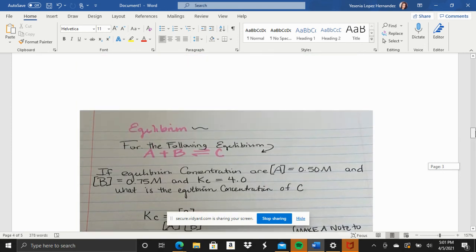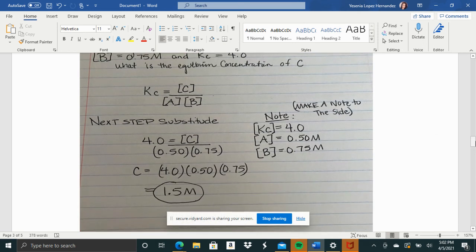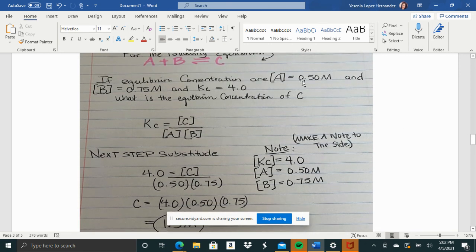So now the next question would be to solve for the equilibrium. They would give you this, A plus B and C. The equilibrium concentrations are A equals 0.50 moles and B equals 0.75 moles, and Kc equals 4.0. What is the equilibrium concentration of C? We have to know this expression by memory to calculate this problem. So we would make note of what the question is saying: A equals 0.50, B equals 0.75, and Kc, and we would note this down to the side.